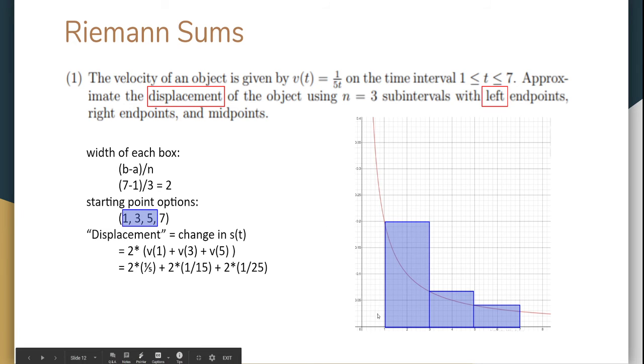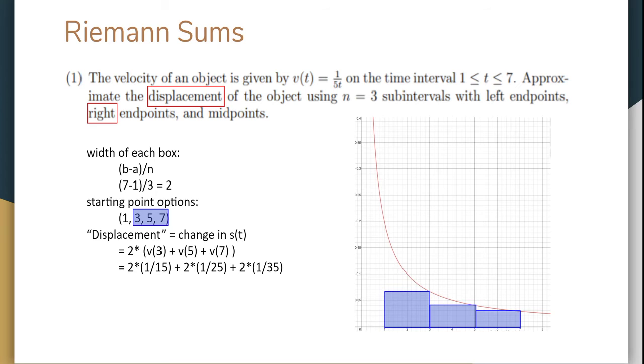So if we look at our left one, we picked 1, 3, and 5. The width of each box, since we're taking the area, is 2 times whatever the height is, which is obviously not to scale. So this is 2 times 1/5, for example, for this first box. Then for the next box, it's 2 times 1/15, and finally 2 times 1/25. And it's perfectly fine to just leave your answer like this without trying to find a clean fraction.